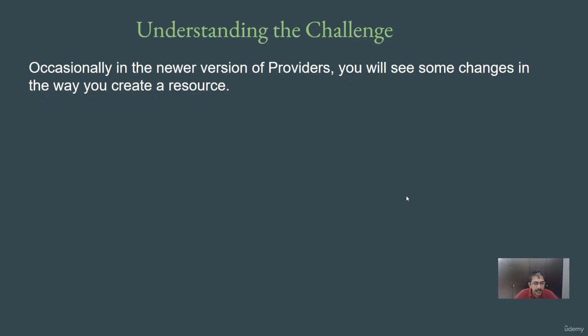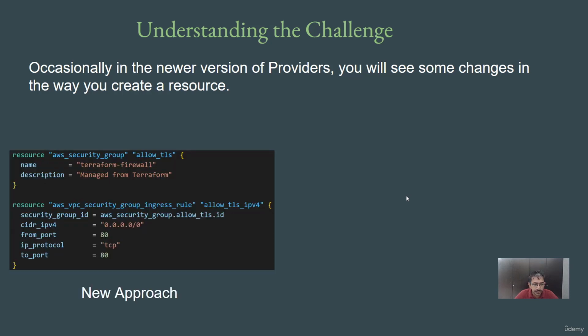For example, let's take a use case of the security group resource. Now, if you look into the newer approach of security group, first you create a security group here and then using the VPC security group rules, you create a certain set of rules and then you associate it with the security group that you have created. This is a newer approach where there are two different resource types that are being used to achieve one part.